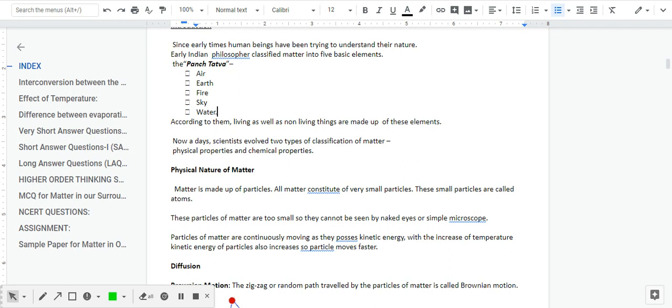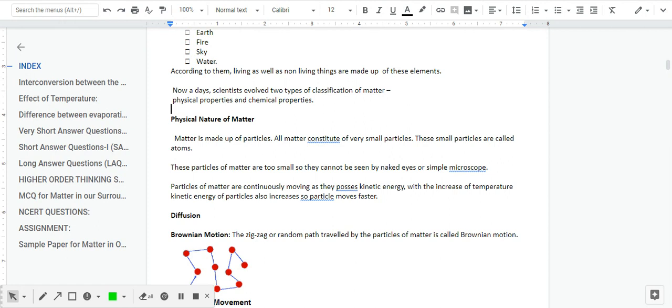According to them, living as well as non-living things are made up of elements. So every living being is made up of different kinds of elements that we are going to see, but there is one common thing among all, that is named the atom. Atom. I'm repeating the name again: atom. So in this chapter we are going to learn about the physical properties and the chemical properties of different states of matter. So first of all we should know about the physical nature of matter.